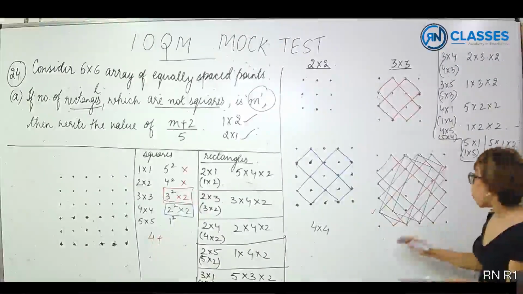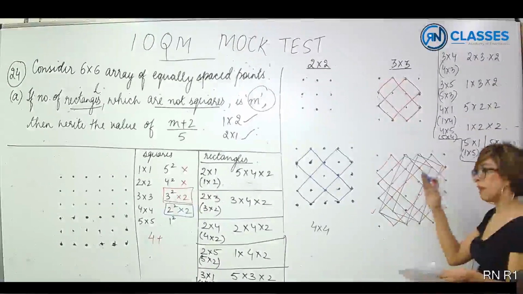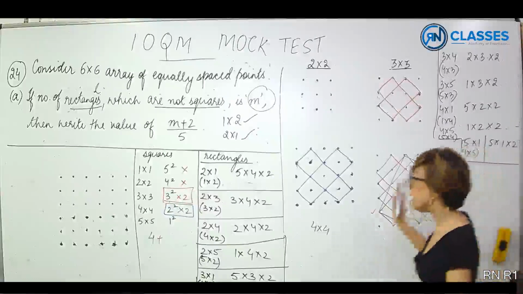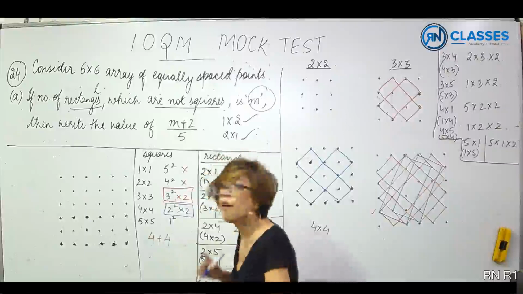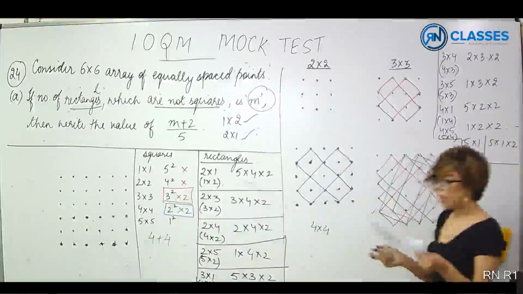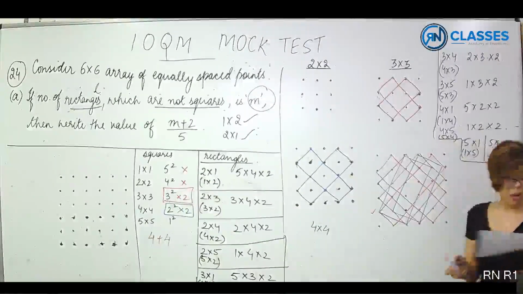Right? Now 2 in this direction, 2 you can make it here. I'm not making it because otherwise too many rectangles would be there. You will stop seeing the rectangles only. So in total I got 4. Right? Okay. Now let's move on.